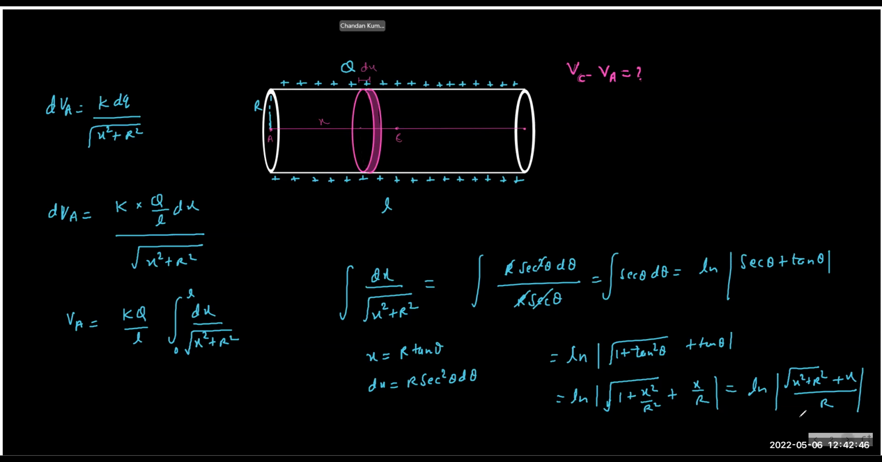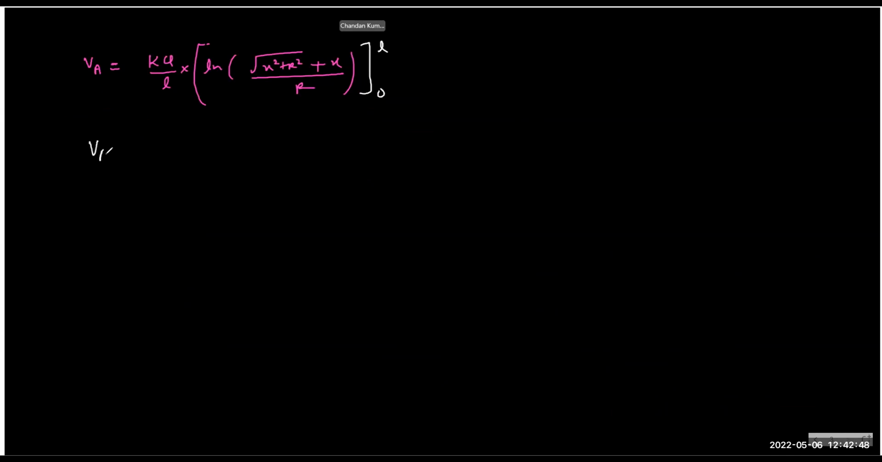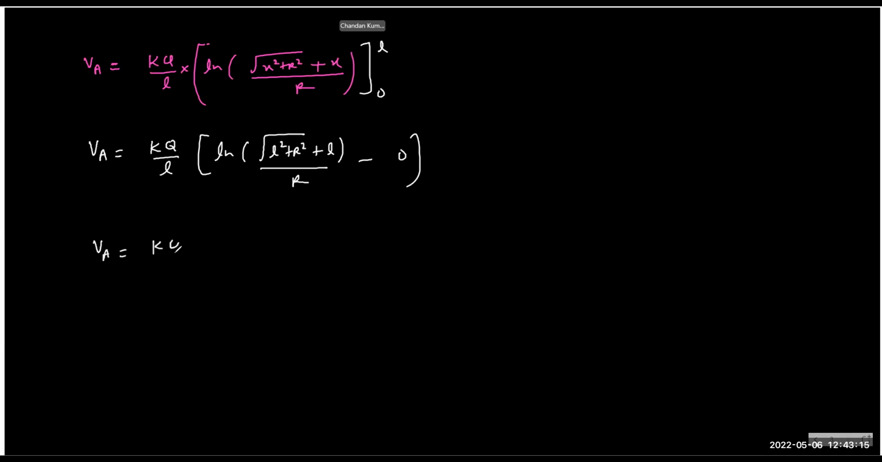Oh, yes, sir. So let me just give you the idea. VA turns out to how much? KQ by L, ln of under root of L square plus R square, plus L, minus, if you put 0, you'll get ln 1, which is 0 only. Anyway, this is the answer. So VA turns out to be KQ by L into ln of under root of L square plus R square.